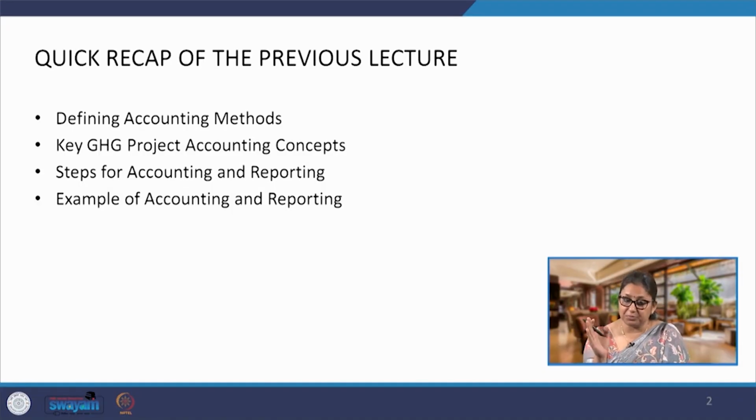Quickly looking at the recap of the previous lecture, we looked at the different approaches to accounting methods, their definitions, and then we looked at the GHG project accounting concept, a lot of key concepts. Then we went through the steps for accounting and reporting for different standards and different types of products and activities, and finally we looked at examples of accounting and reporting, very small scale examples though.